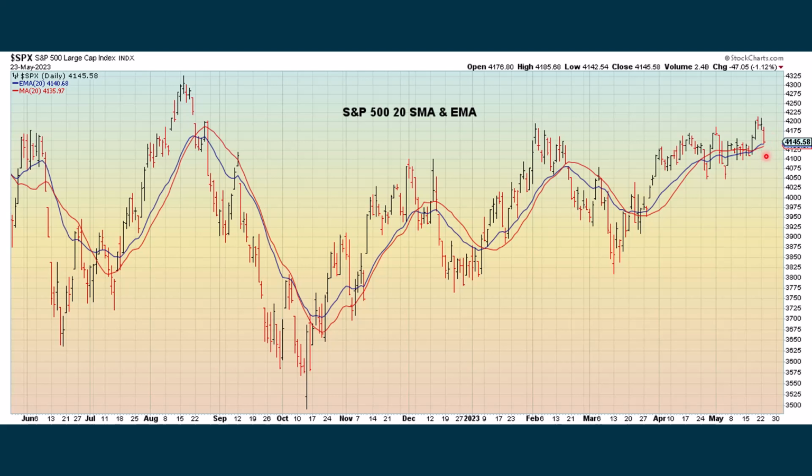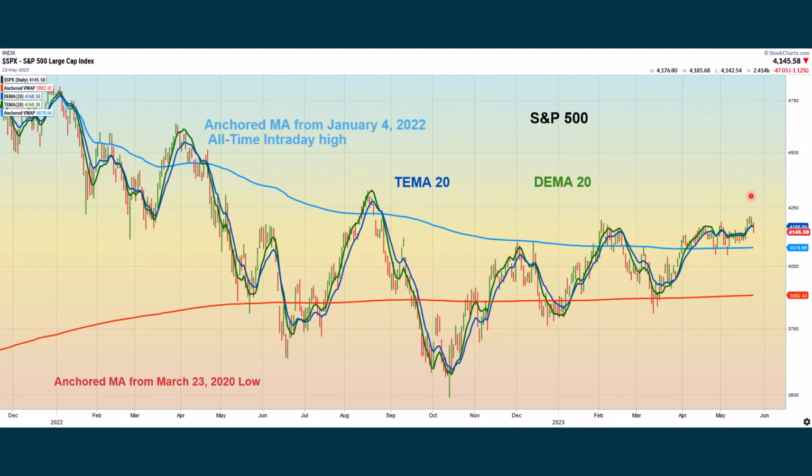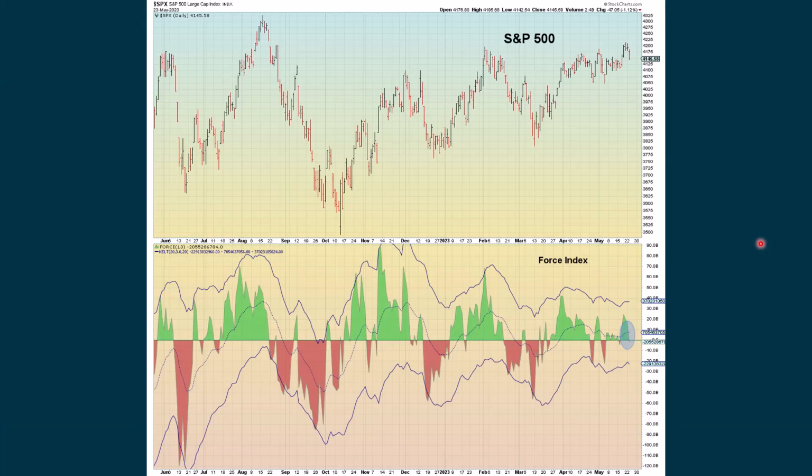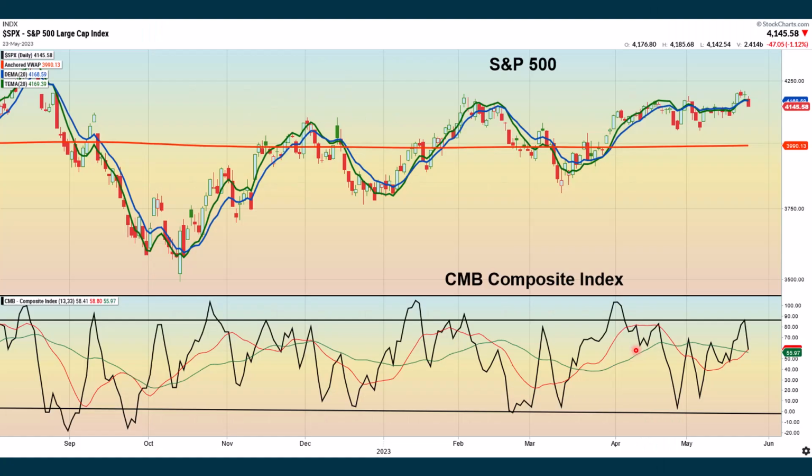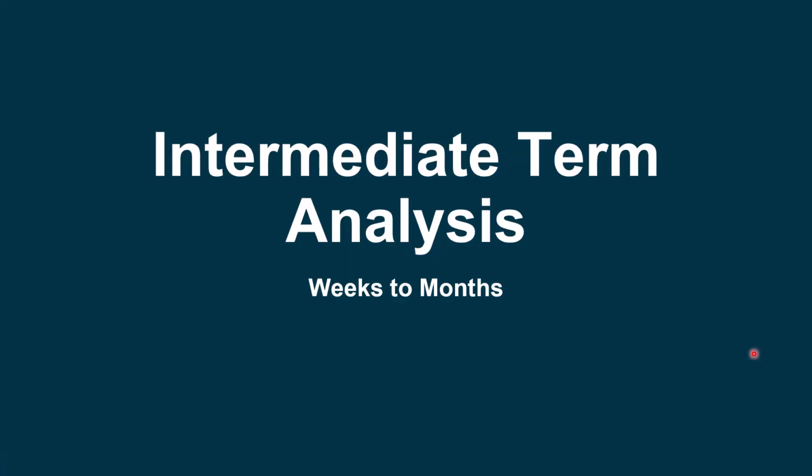level is holding. Looking at the 20-period double and triple exponential moving averages, these move a lot faster, so we have dropped below that. The force index has dropped just barely below zero, so that's slightly negative. And our CMB index, after giving us an extreme positive reading, is now starting to come back down.